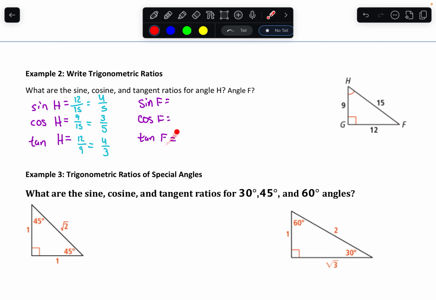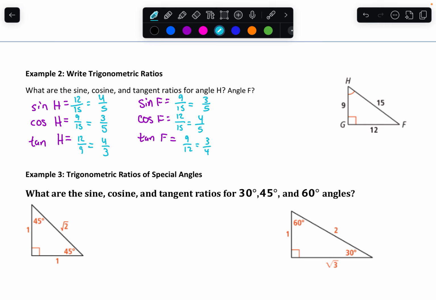Then for sine, cosine, and tangent of F, I'm going to take my little shrunken self and walk it over to F. And I'm going to record the same information. The sine of F is opposite over hypotenuse. So that is 9 over 15, or 3/5. The cosine of F is adjacent over hypotenuse, so that's 12 over 15, or 4/5. And then the tangent of F is opposite over adjacent, so that's 9 over 12, or 3/4.